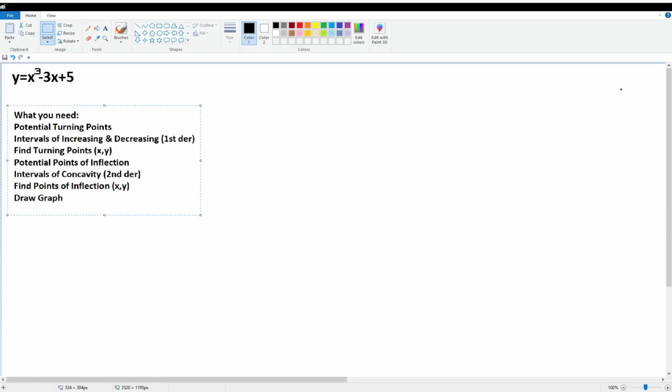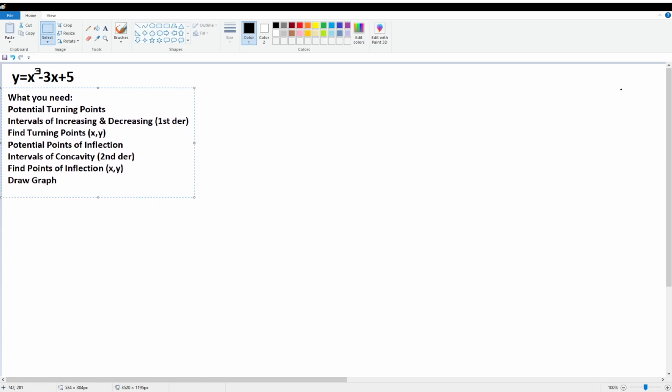So I'm going to make this smaller and move it out of the way a little bit. So what we first need to do is find the first derivative of this equation, and I'll explain why. So y prime equals, and this is just a power rule, 3x squared minus 3. And then from here, we set this equal to 0.